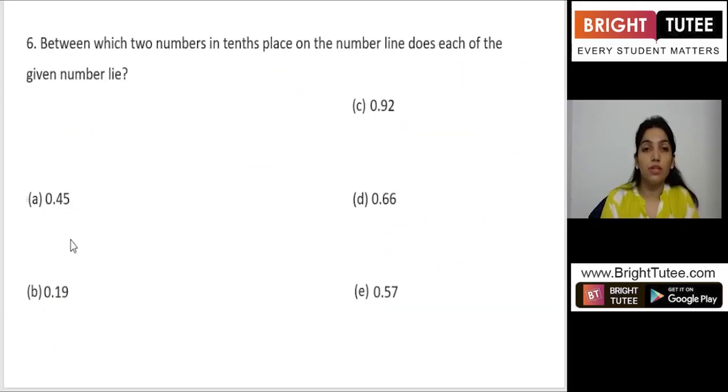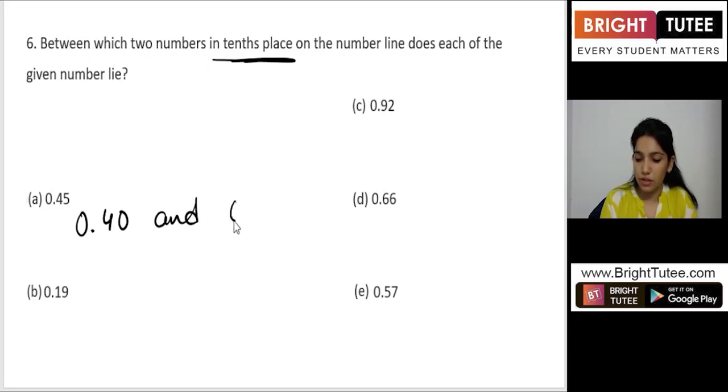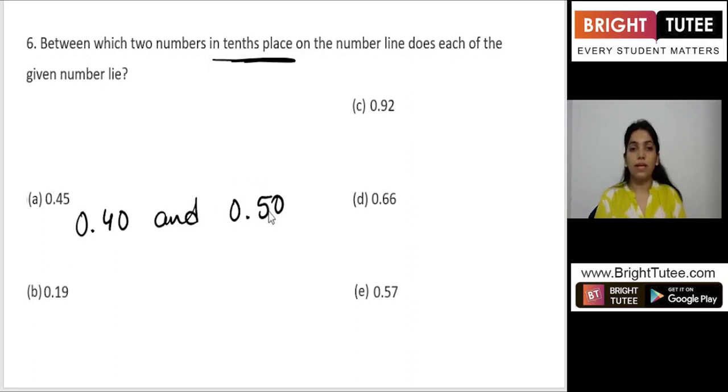0.45. What do you think 0.45 is between? Okay, we were supposed to write which two numbers in the tenths place. So we were supposed to say what is the tenths place of these numbers. So here it is between 0 and 1 itself. Now let's write 1.0. The next one is 0.45. So 0.45 is between 0.40 and 0.50. Is this clear? We are writing the tenths numbers. In between we'll see this number.